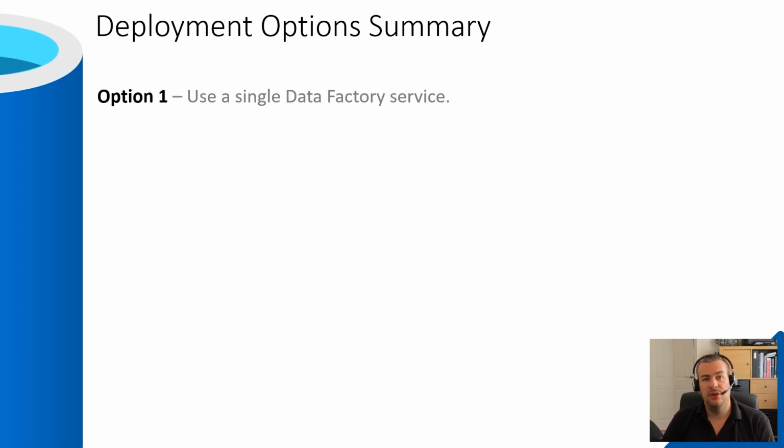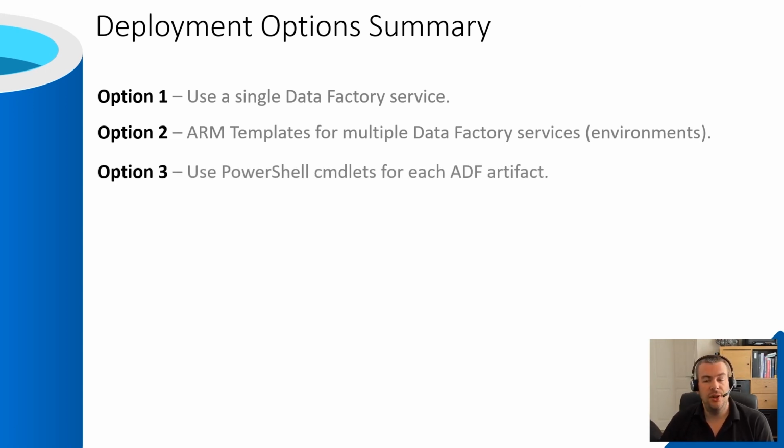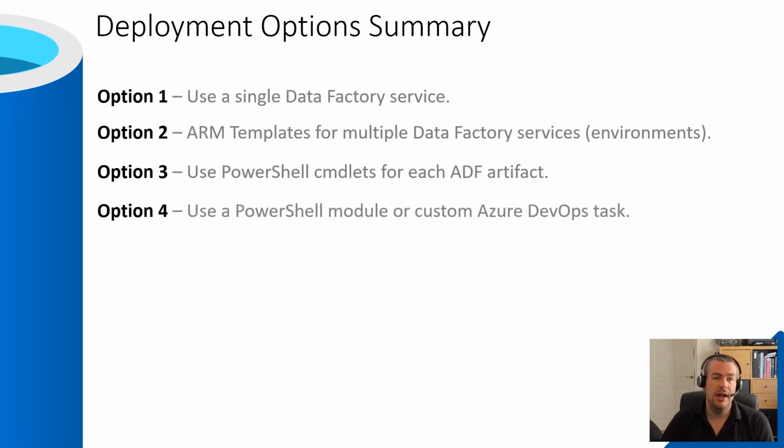So let's just summarize. Option 1, deploying Data Factory with a single service. Option 2, maybe we've got multiple data factories, multiple environments, and we might want to use the ARM templates to do that. Fine, you can do that. Option 3 is using the PowerShell commandlets for each of the Data Factory artifacts to give you that more granular control. A few caveats to bear in mind, but it's an option. And then option 4, using the PowerShell module, which wraps up the commandlets of option 3. There's also a marketplace DevOps task available for you as well if you want to do that.